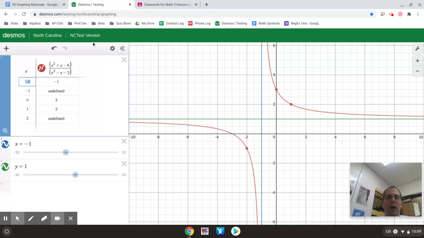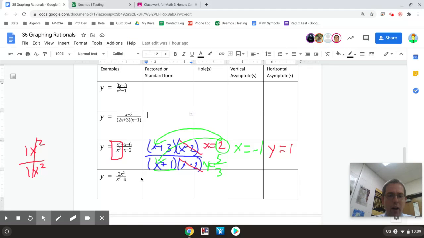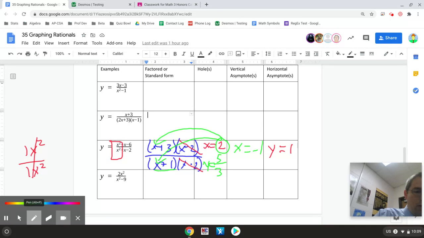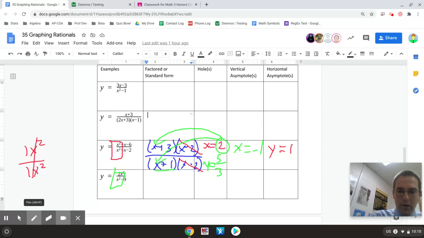We'll go ahead and try one more example. On the next one, it is already in standard form. So what I can do is compare my highest powers. Once again, my horizontal asymptote is going to be 2x squared over x squared. That would simplify to just y equals 2 because the x squareds will cancel.